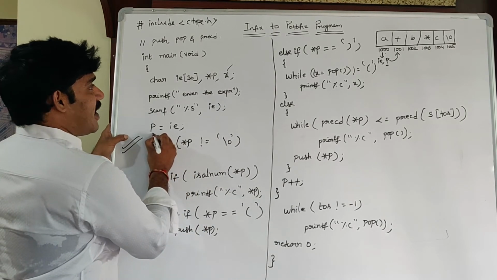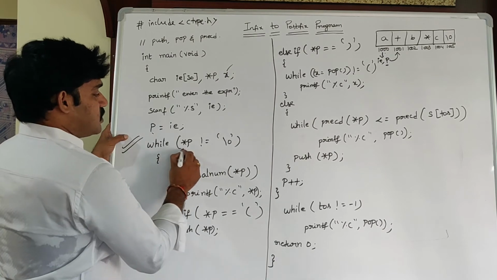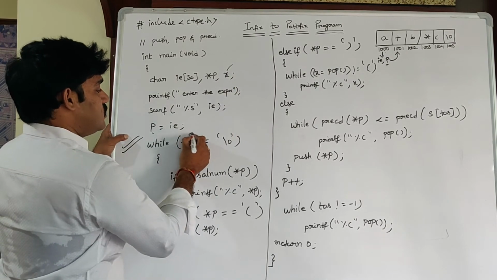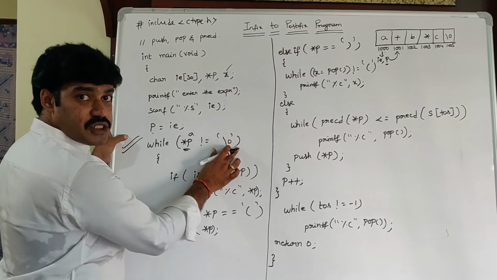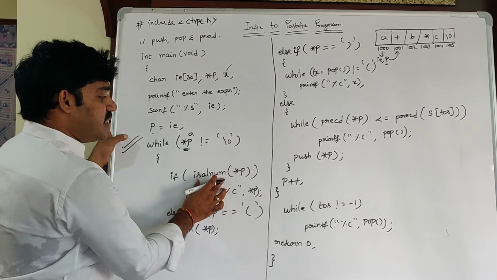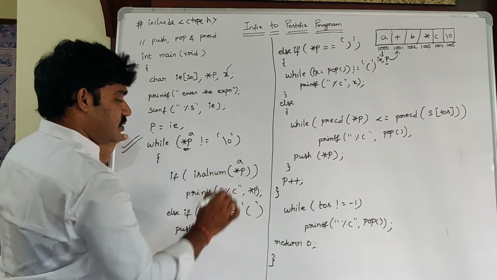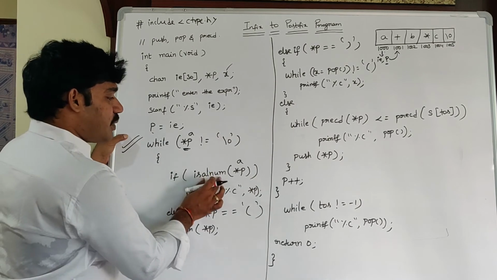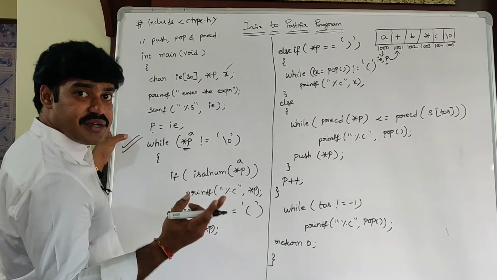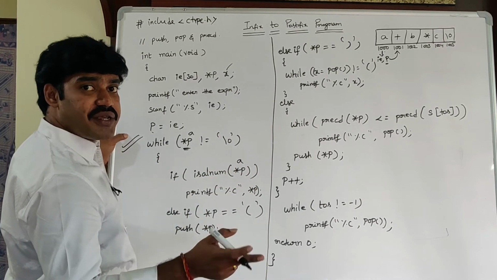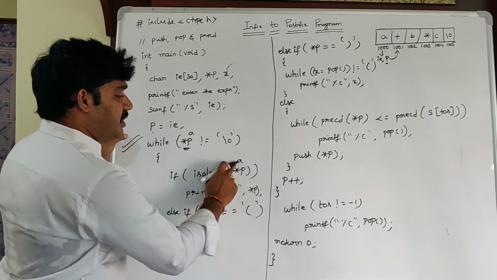So initially, what is the value of p? 1000. *p means a. a is not equal to \0. Condition is true. isalnum of a. Does it return a non-zero value or zero value? It returns a non-zero value. Why? Because it is an alphabet.